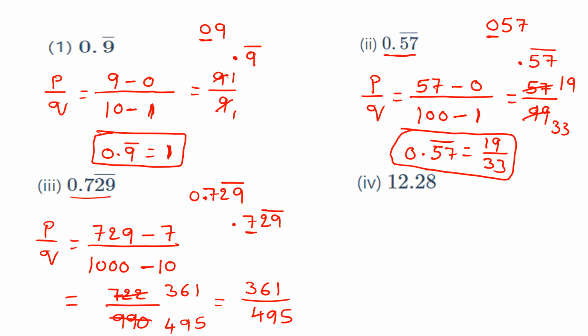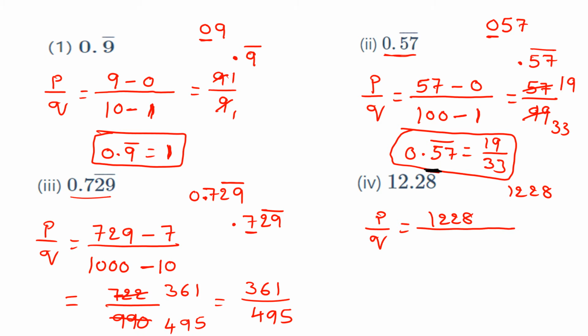Coming to that last one, this is 12.28 bar. Okay, 28 bar. The bar should be on 8 only. Now let us see how we can write this in the P by Q form. First we should write the total number here. What is the total number here? 1228, right? So first we should write that 1228.